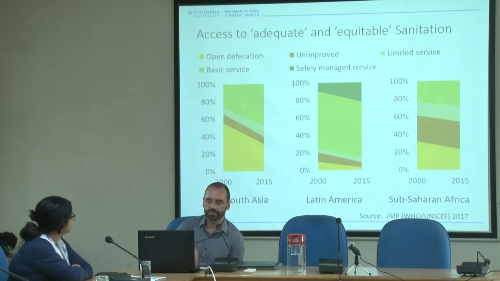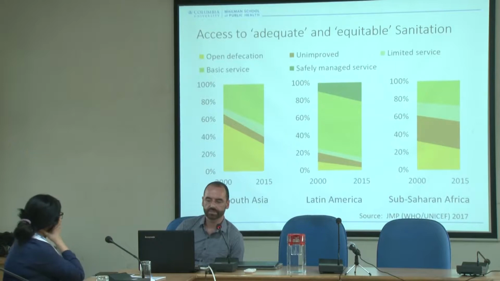So then looking at different regions in the world, we can see that there's been big improvements in general. In particular, the largest improvements between 2000 and 2015 were seen in South Asia. There's still a ways to go in both South Asia and Sub-Saharan Africa. Interestingly, in Sub-Saharan Africa, although the majority of households do have access to some form of sanitation, there is still a big chunk that are accessing unimproved sanitation. So these are pit latrines without a squat plate.